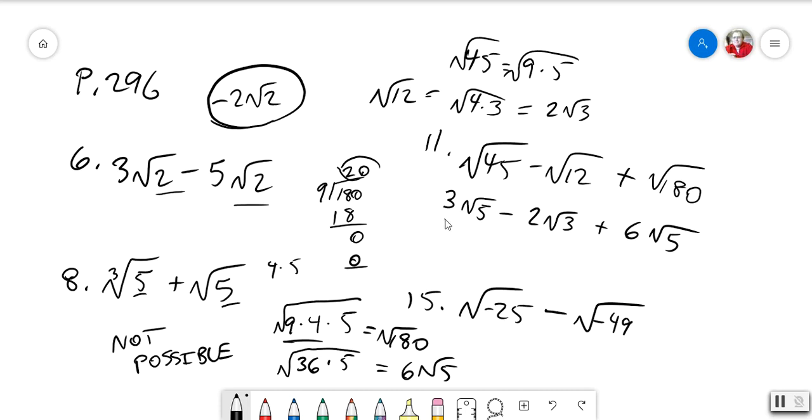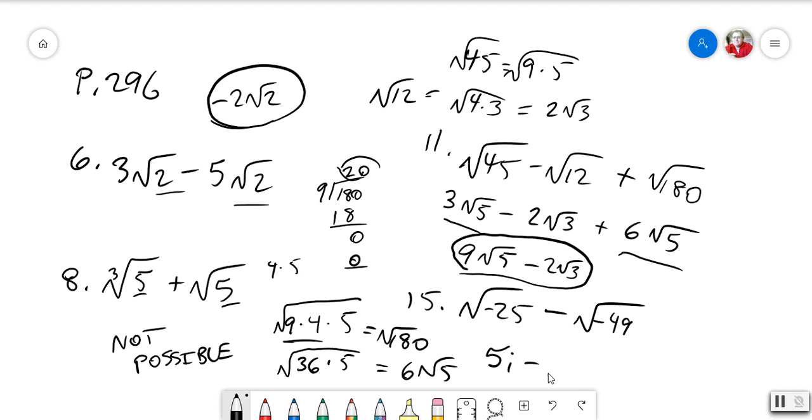Okay? Now, these guys are common terms. 3 plus 6 is 9. 9 root of 5. 2 root of 3. You stop there because the roots of 5 and the roots of 3 are unlike terms. So you stop there. Last, 15. When you have a negative, that means an imaginary number. The root of 25 is 5i. The root of negative 49 is 7i. 5 minus 7 is negative 2. Negative 2i.